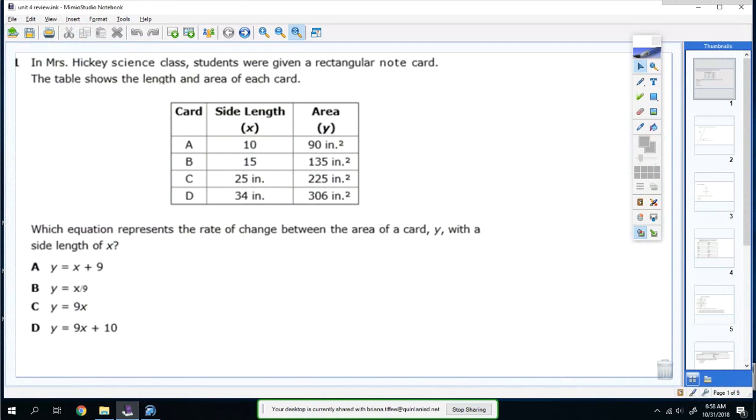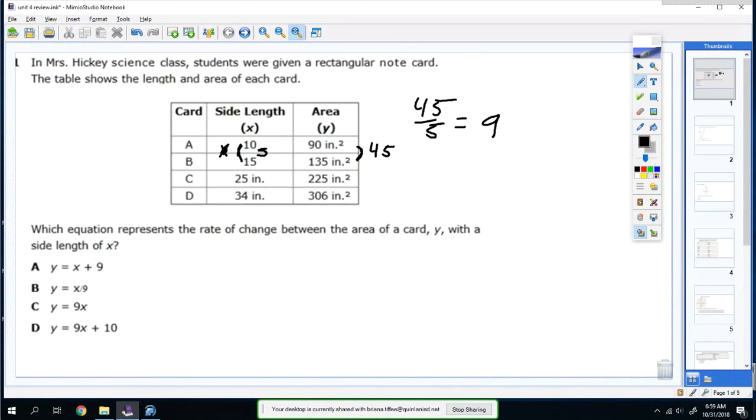So to be able to find the rate of change, you need to figure out the change of Y and the change of X. So change between here is 135 minus 90. The way that you find change is you find the difference. And so the difference would be 45. And then you find the change of X, or the difference, and that's 5. And Y goes on top, so it'd be 45 over 5 equals 9.